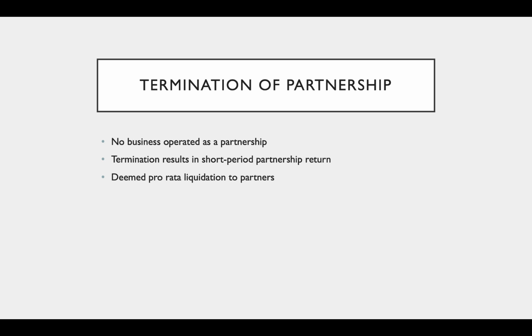If the partnership is terminated, then all of the distributions would be treated as a liquidating distribution. A partnership might be terminated or will be terminated if there's no business operated as a partnership. So either these assets are just being held and they're not operating a business, or one partner leaves and there's only one person left, so that can't be a partnership. A partnership has to be two or more people to conduct a business. If we have termination, it's going to result in a short period partnership return and a deemed pro rata liquidation to the partners.